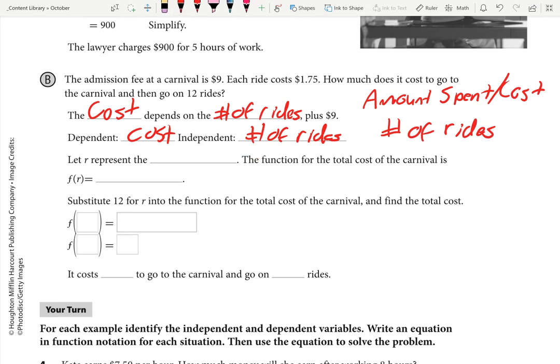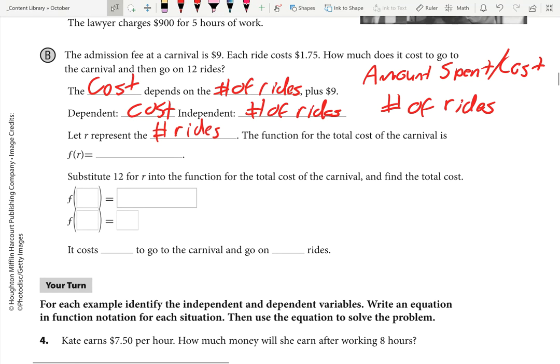So let r represent the number of rides that we go on. A function for this, you could think of it as y equals, but we're going to write f of r, a function of r. What equation can I use that would tell me the total cost of the carnival at the end of the night? Well, I know that I have to pay a $9 fee to get in, and then every ride is $1.75. So a good equation for this would be $1.75r plus 9.